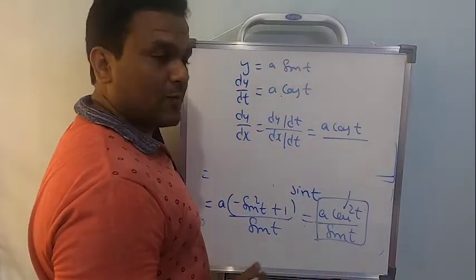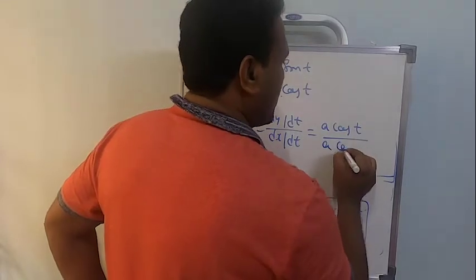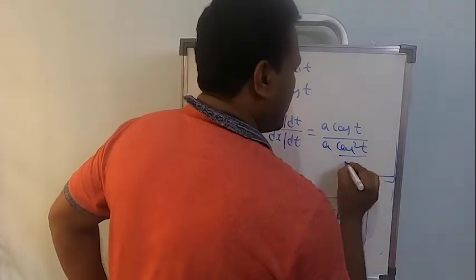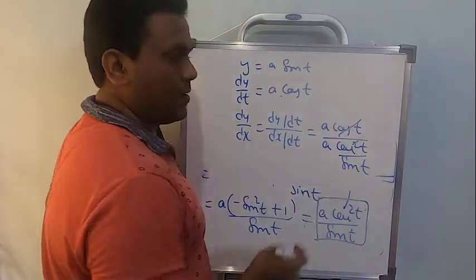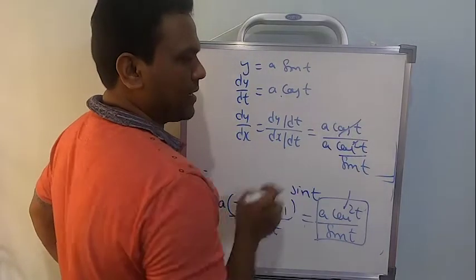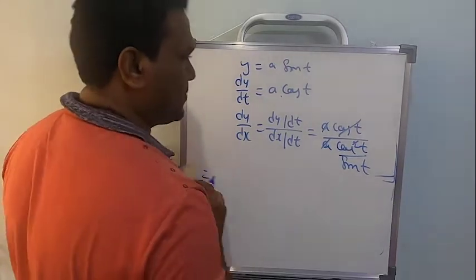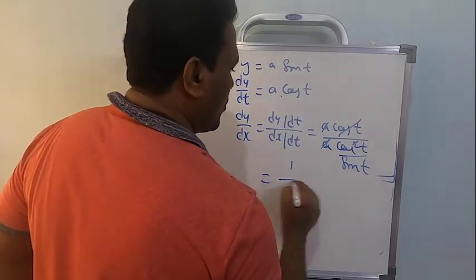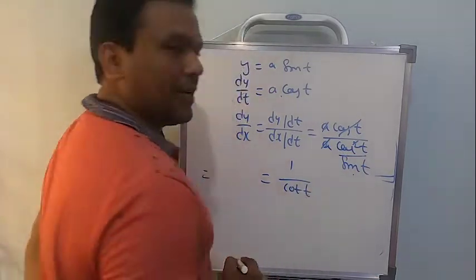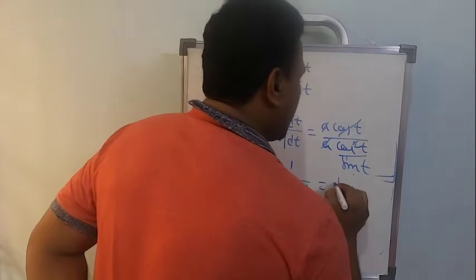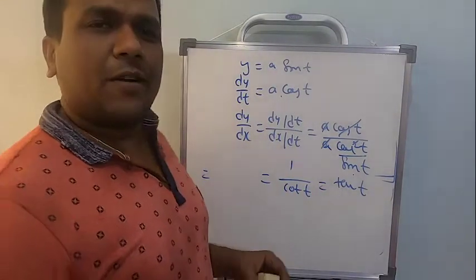What is dx by dt? We already wrote here a multiplied by cos square t by sin t. One power of cos will be cancelled. What's the remaining? Cos t by sin t, and a also gets eliminated. Now the remaining thing is going to be 1 by cos by sin. Cos by sin will be cot t. What is 1 by cot? Tan t.